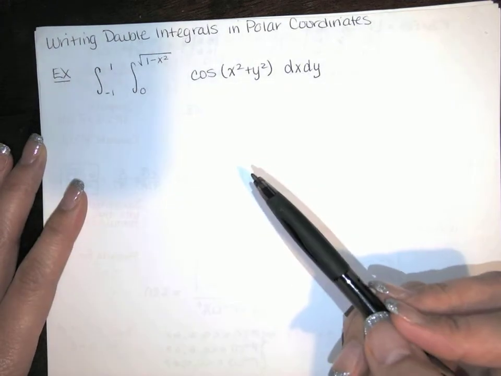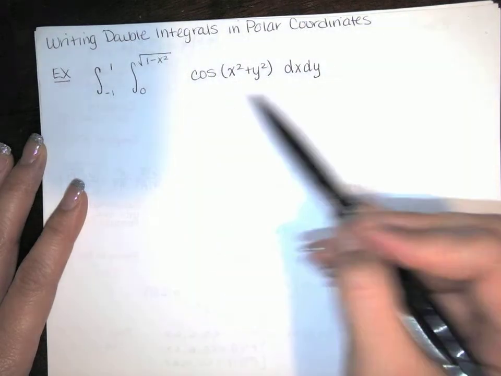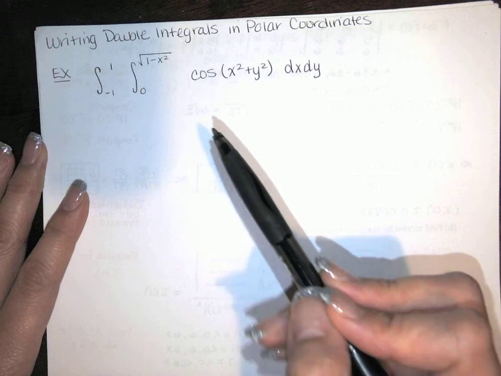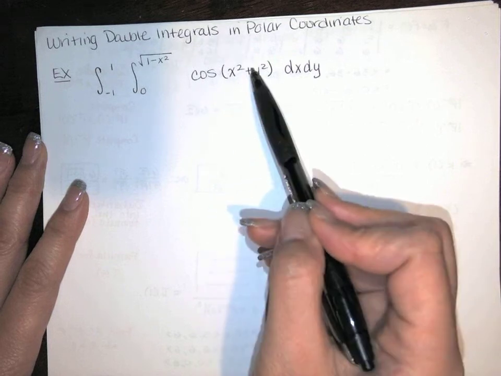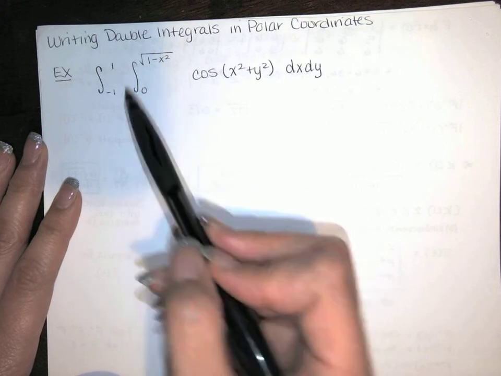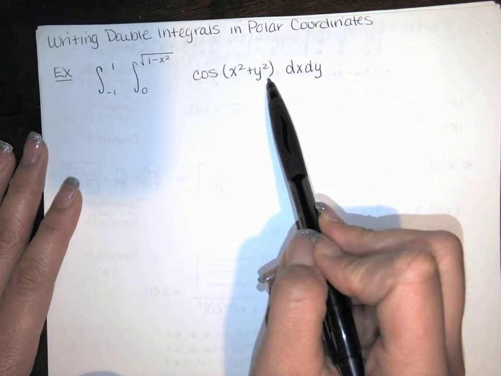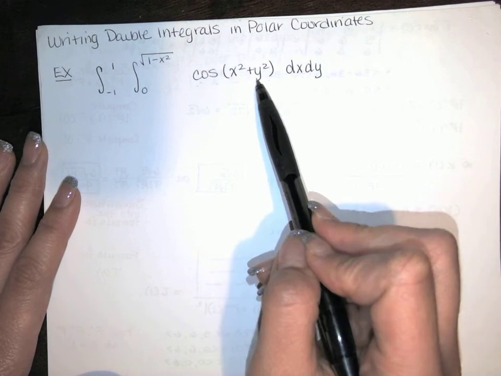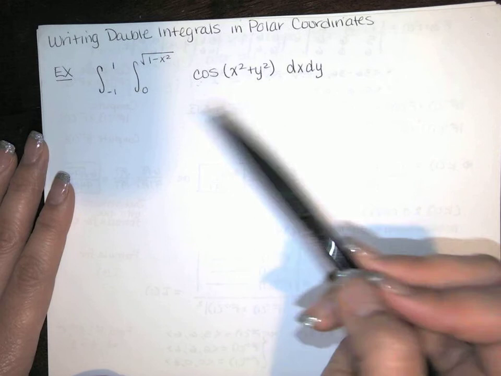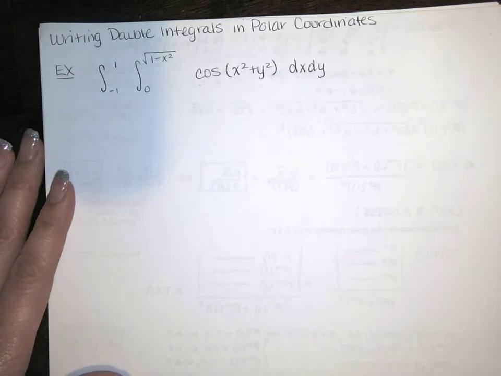Probably the easiest way to evaluate this is to switch to polar coordinates. Now, I know I want to switch to polar coordinates because I've got an x squared plus y squared here. I could replace that with an r squared. And also, I don't know how to integrate cosine of x squared plus y squared with respect to x as it stands right now. We don't have a basic rule for that. U substitution won't work. So switching to polar coordinates is probably the best way to go.